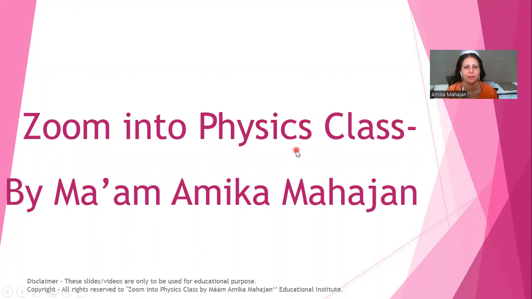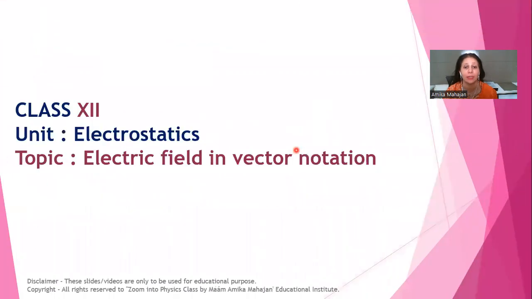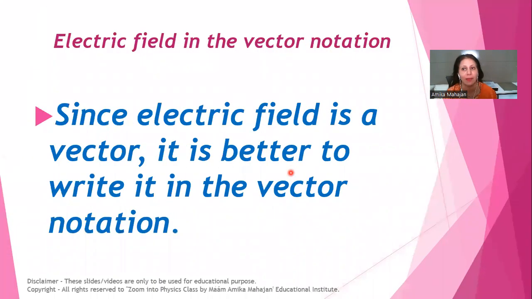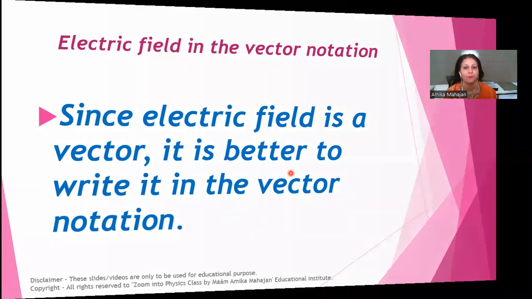Welcome to my channel. This video is focused on electric field in vector notation. That means vector form of electric field. Basically, we know that electric field is a vector quantity because force is a vector quantity, and electric field is given by force per unit test charge placed at that point where we want to find the field, and that test charge is vanishingly small. Because electric field is a vector, it is better to write it in vector form.